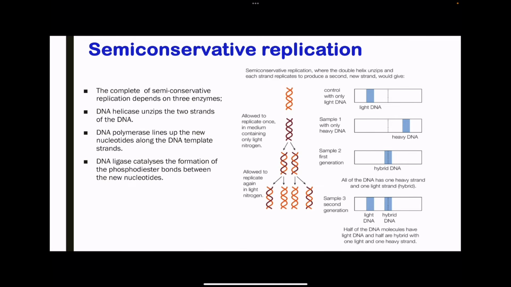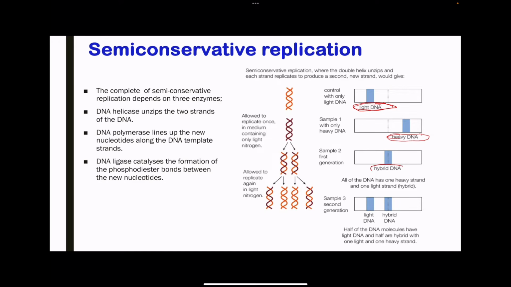When we go to the semi-conservative model, the DNA is going to unzip, and then each strand is going to form a new individual double helix as new nucleotides attach onto the original strand. This is the lighter nitrogen, and we can see sample 1 only has heavier nitrogen, so this is heavy DNA. So after one replication cycle, remember this is in nitrogen-14, which is going to be lighter.